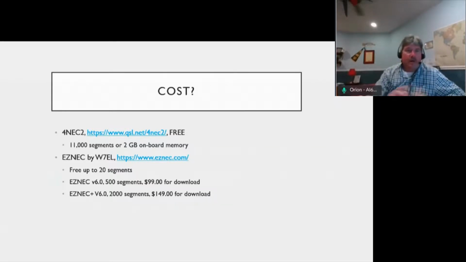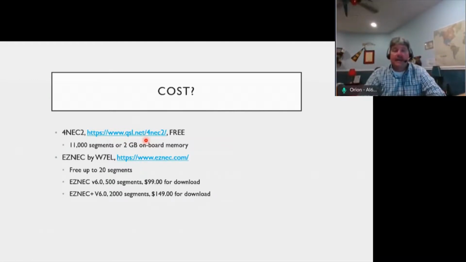There's a product out there called 4NEC2. You can get it at www.qsl.net, or you just Google it and say 4NEC2, and you'll find a download site. And it's free, and it's good up to 11,000 segments, or a maximum of 2 gigabytes for onboard memory. So it has to do with how much memory is actually on your computer. So if you don't have 2 gigabytes, it's going to be less. So it's free. And I was just on there the other day, and they recently updated a release in January 2020.